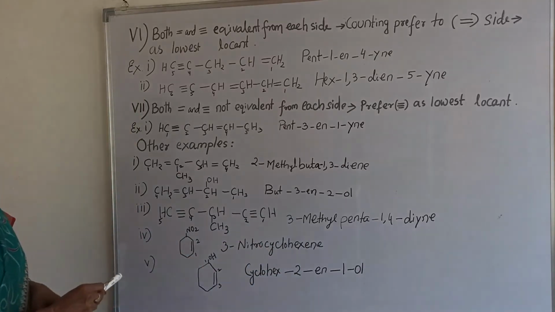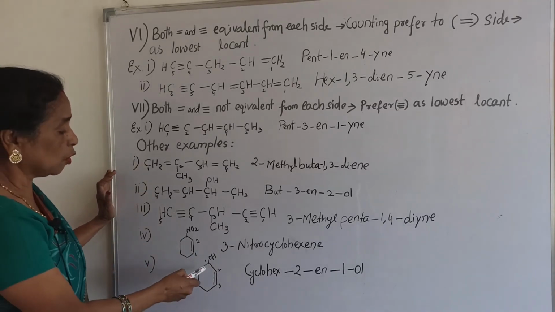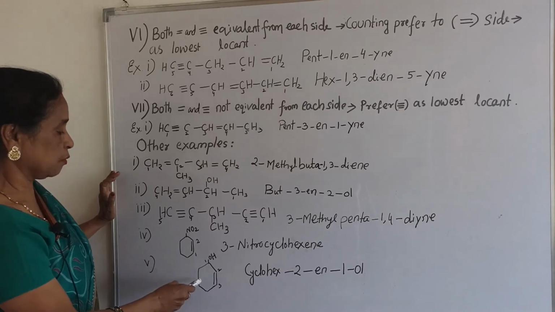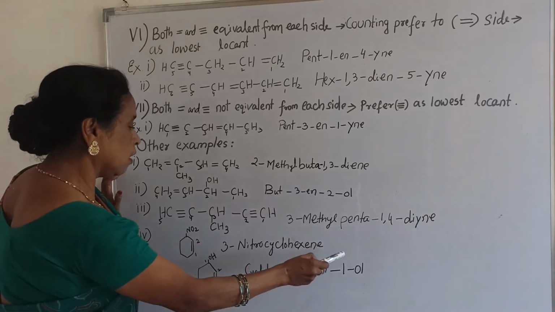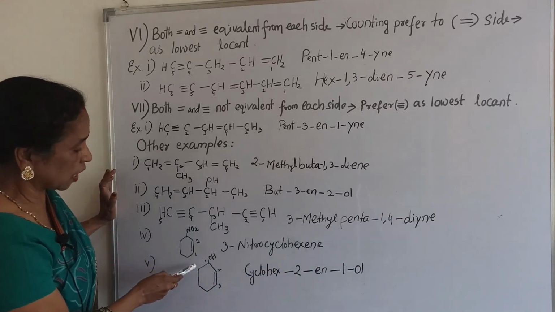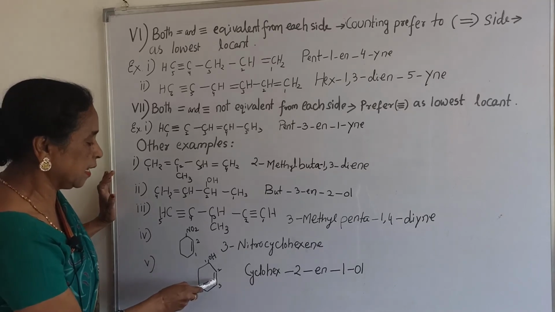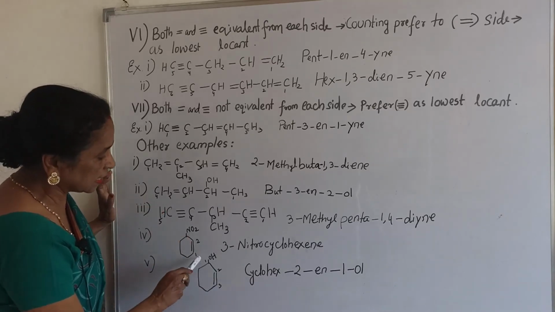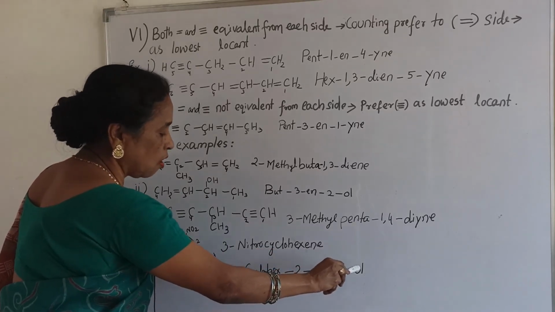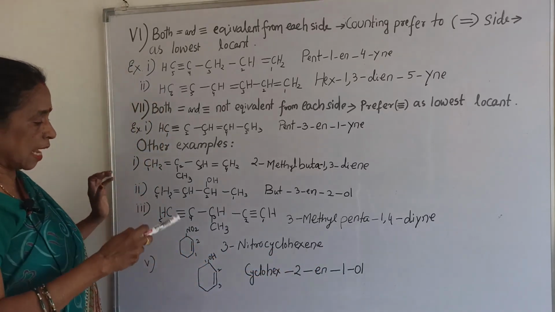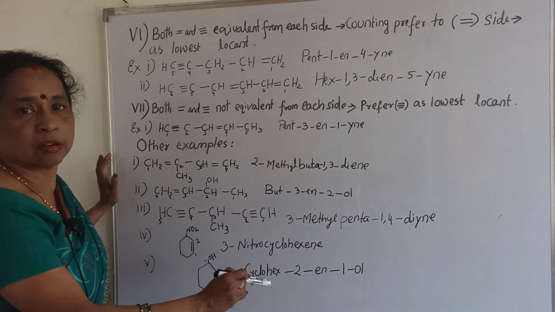And the second example here: OH is a functional group whose priority is more than the double bond. That is why cyclohex-2-en-1-ol. The OH group is counted as 1 and it is on the carbon of the cyclohexene ring, and at 2, 3 there is a double bond, and since it is counted from this side, it is 2-en-1-ol. So now the name is cyclohex-2-en-1-ol.